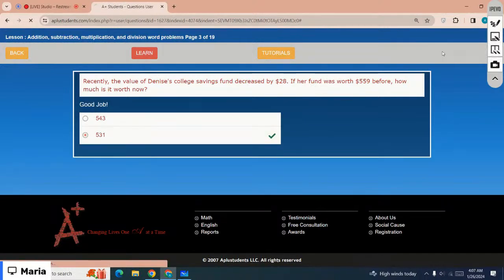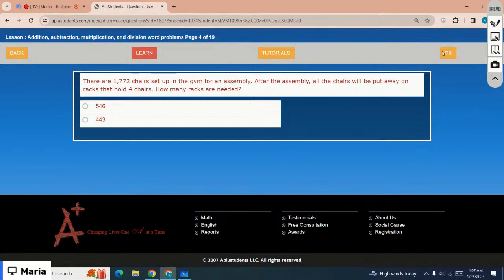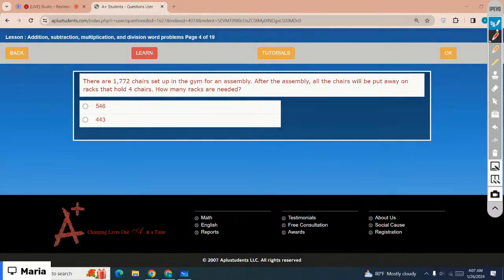Okay, the next one is: there are 1772 chairs set up in the gym for an assembly. After the assembly, all the chairs will be put away on a total of 4 racks. How many chairs are on each rack? So which is the correct option? What do we have to do? You have to keep 1772 chairs on 4 racks, right? You have to divide the number of chairs by 4. You have to do 1772 divided by 4.